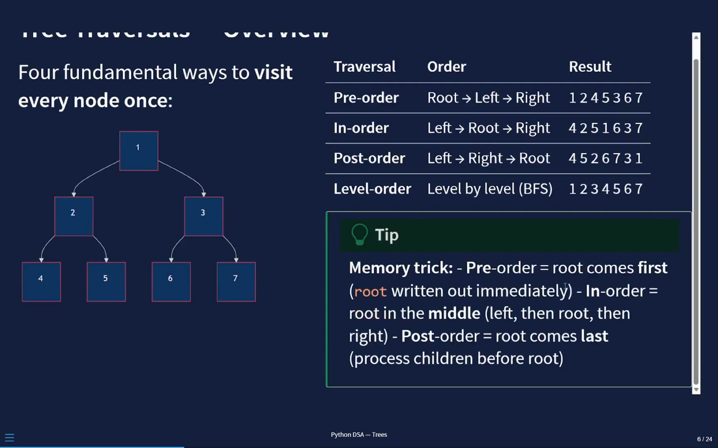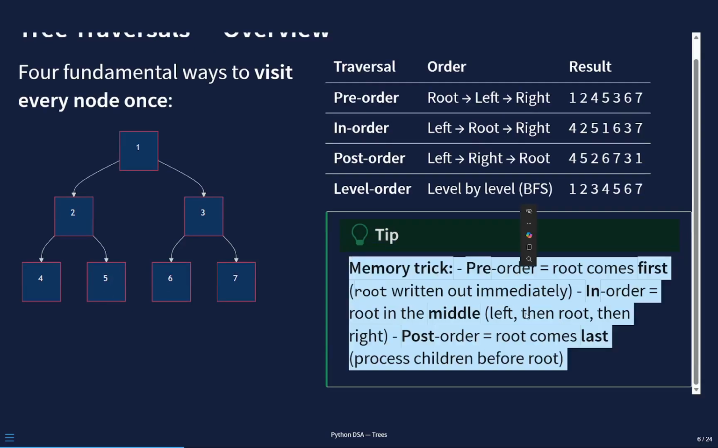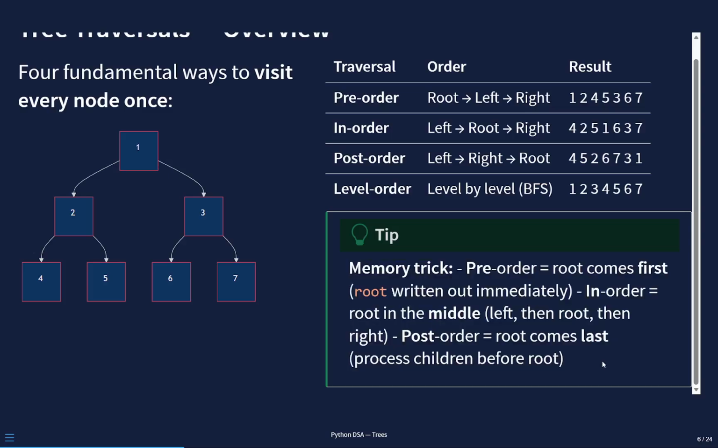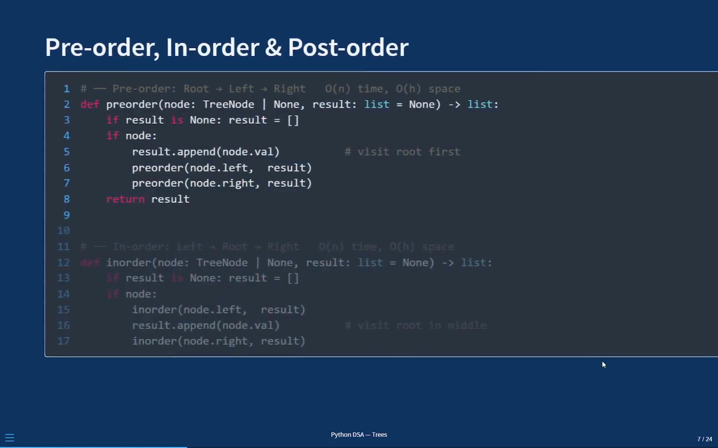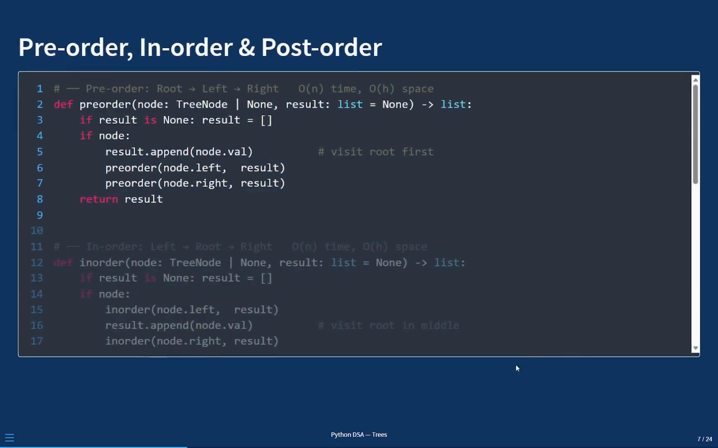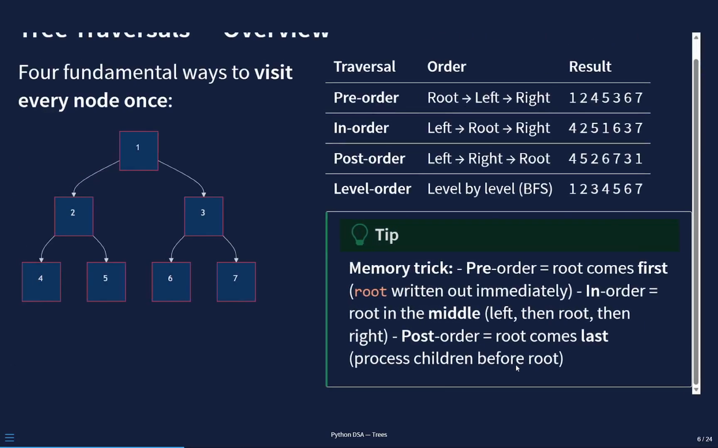The memory trick: the prefix tells you where the root goes relative to the children. Pre, root first. In, root in the middle. Post, root last. Pre-order is natural for copying or serializing a tree. In-order on a BST gives sorted output, the most important traversal for search trees. Post-order is natural for deleting a tree or evaluating expression trees. Level order is natural for finding shortest paths, printing by level, or any breadth-first problem.